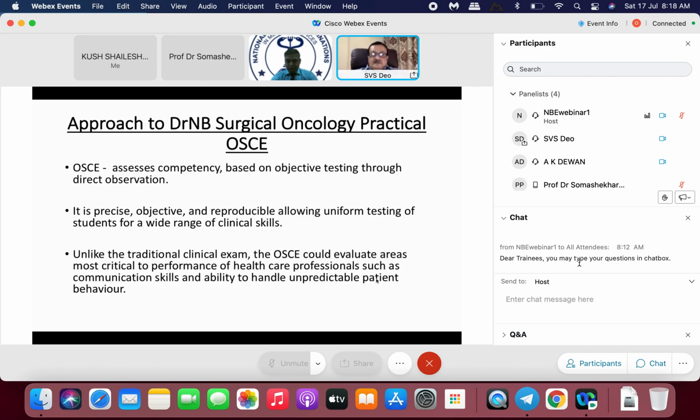So it assesses competency based on objective testing through direct observation. It is precise, objective, and unlike traditional examination, OSCE could evaluate areas most critical to performance of healthcare professionals and communication skills. That is another area, because right now we are doing virtual OSCEs. Once the pandemic is over, we may move to the physical OSCEs. In the physical OSCEs, you may be given a standardized patient, okay, with a simulated sort of a clinical picture. We also observe how you communicate with the patient.